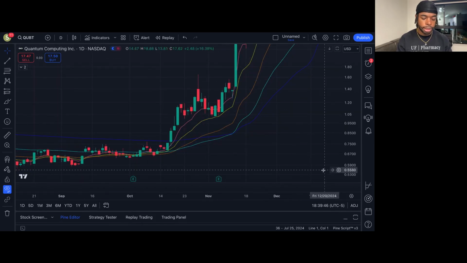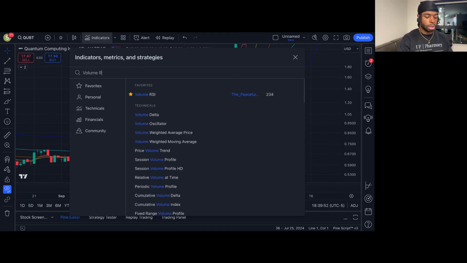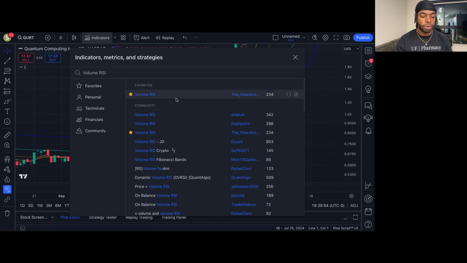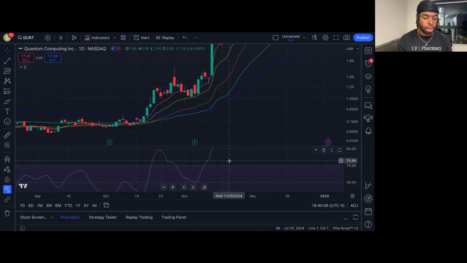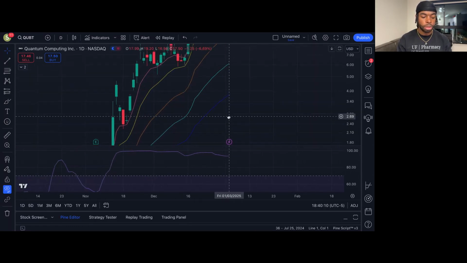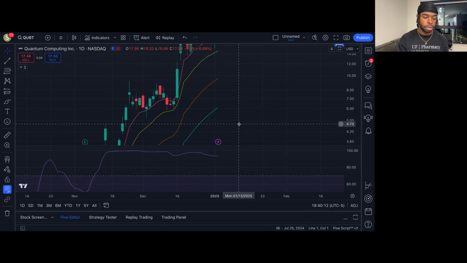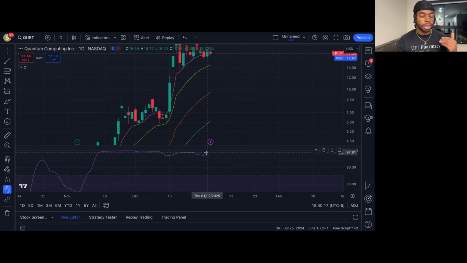Now, the next indicator that I like to use, if you go to indicators and you type in volume RSI. So it's volume RSI by the Peaceful Lizard. All right, volume RSI by the Peaceful Lizard. Click on that one, and what that will do is it's going to show you an RSI, okay? What is an RSI? It's a relative strength index. So it tells you the strength of the trend, or the strength of upward versus downward movement. And in this case, it gives you the volume.